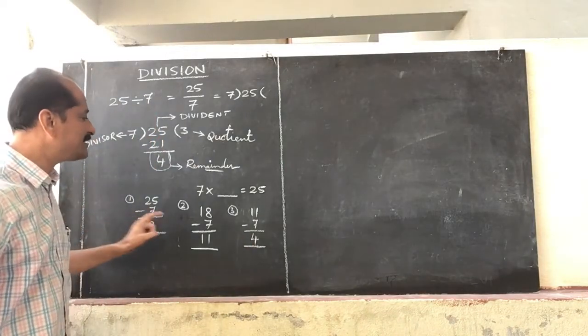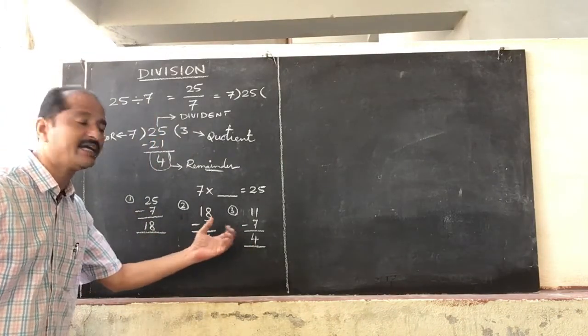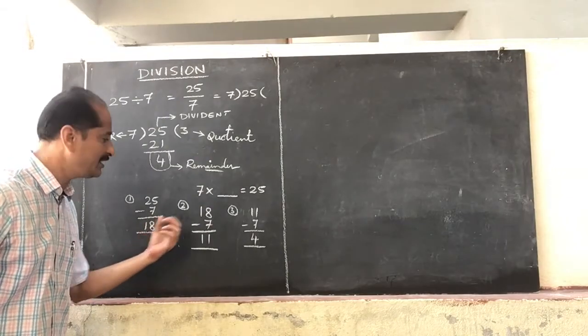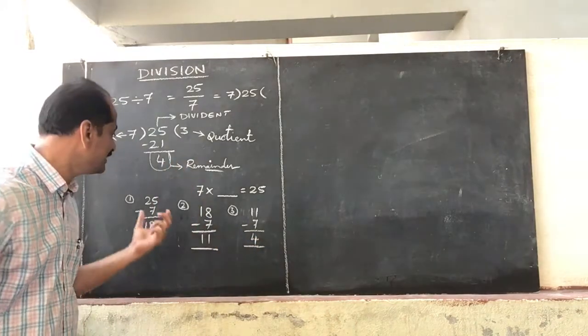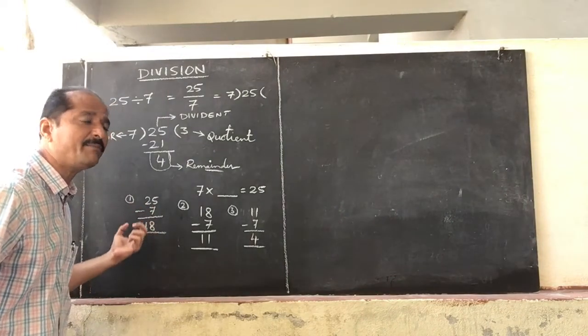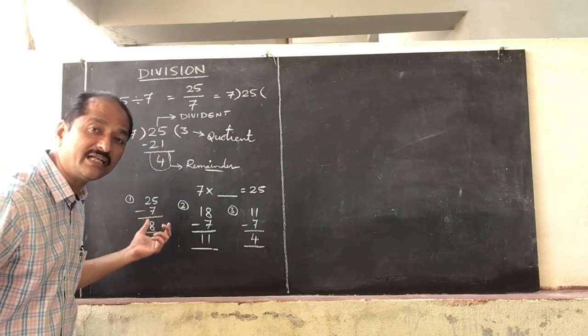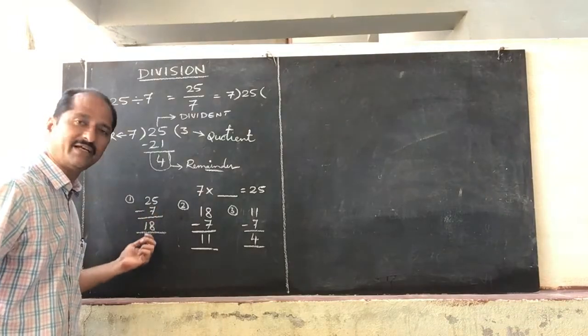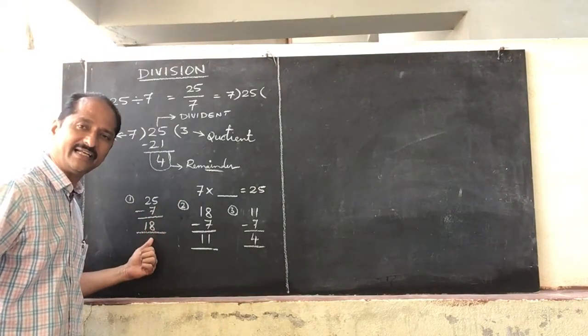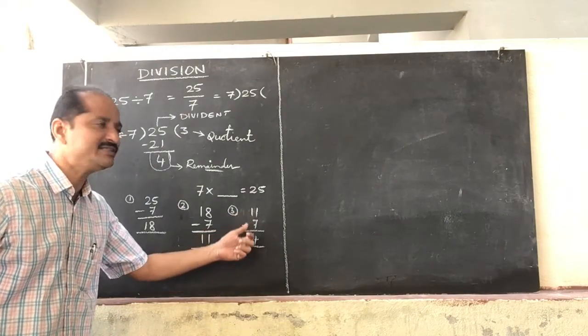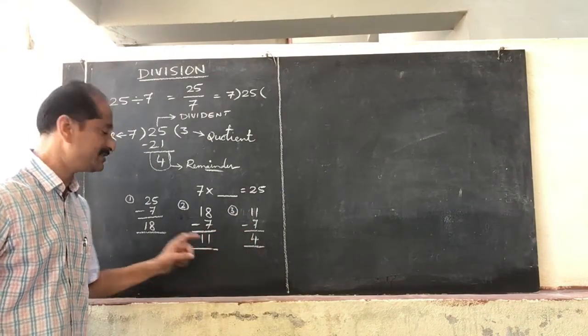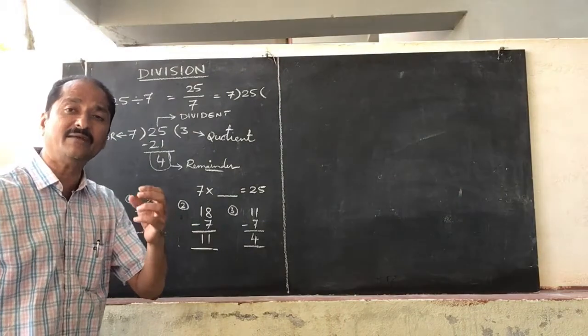So in how many steps, how many 7s have we taken from 25? Here one 7, here one 7, here one 7. Totally three 7s we have taken. That means we are subtracting the same number from 25. From 25 take 7, and the remaining is 18. From 18 take 7, and the remainder is 11. From 11 take 7, and the remainder is 4. That means in 3 steps, 3 times we have taken.